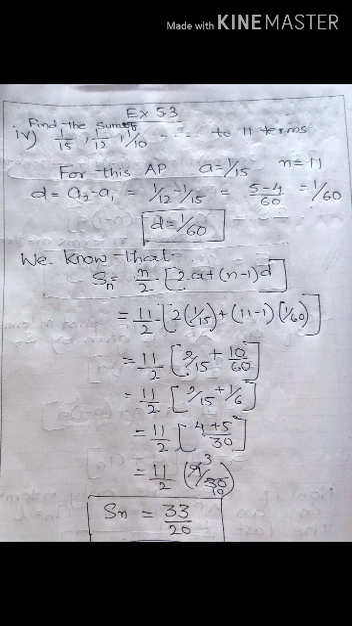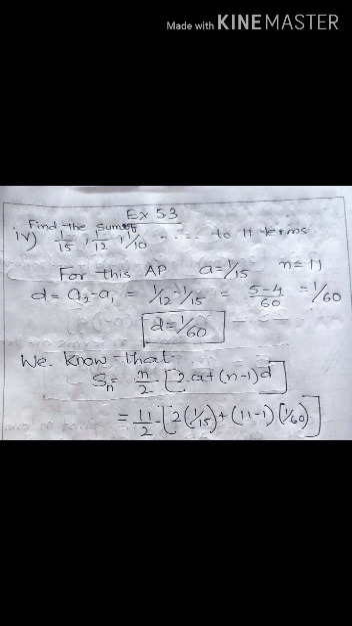Now we start with the exercise. A few examples I will do. Exercise 5.3, first question: find the sum of the fourth one, I'm taking 1 by 15, 1 by 12, 1 by 10, up to 11 terms. The rest you take as homework. For this AP, a equals 1 by 15, n equals 11. d we get as a2 minus a1, that is 1 by 12 minus 1 by 15. So the LCM here is 60, so (5 minus 4) upon 60, that is equal to 1 by 60. So d equals 1 by 60.